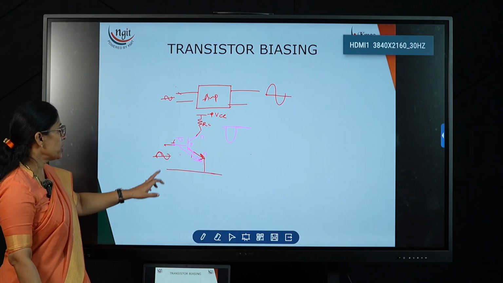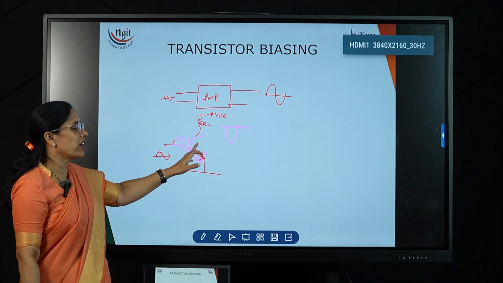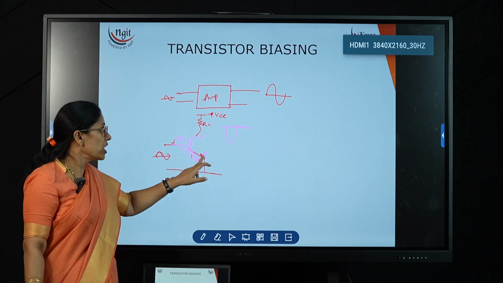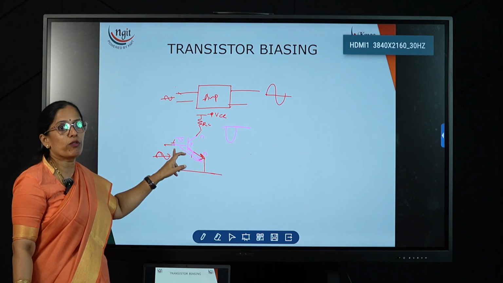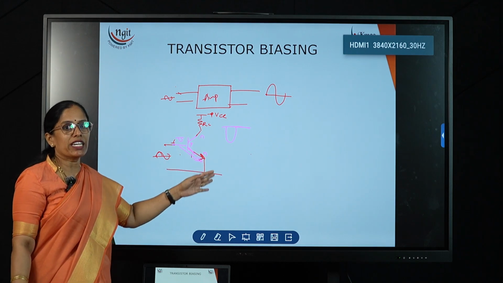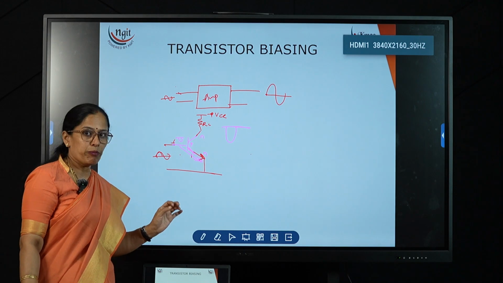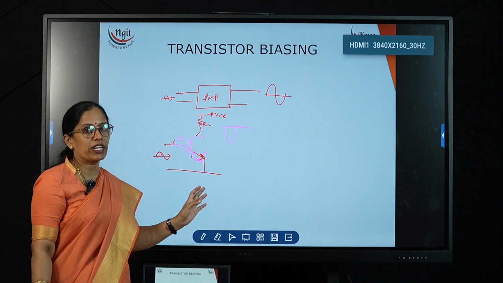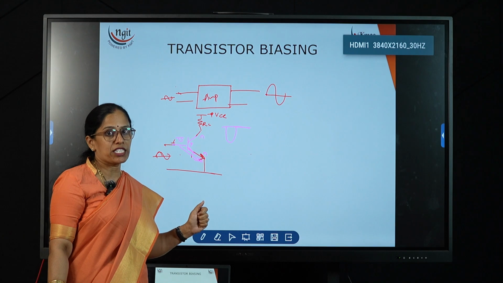With this, if we are applying the full AC signal, we are getting only half at the output if we are making this input junction forward bias. So we are getting the distorted signal. The complete signal is not amplified and we are not getting it at the output. That is called the distorted signal.